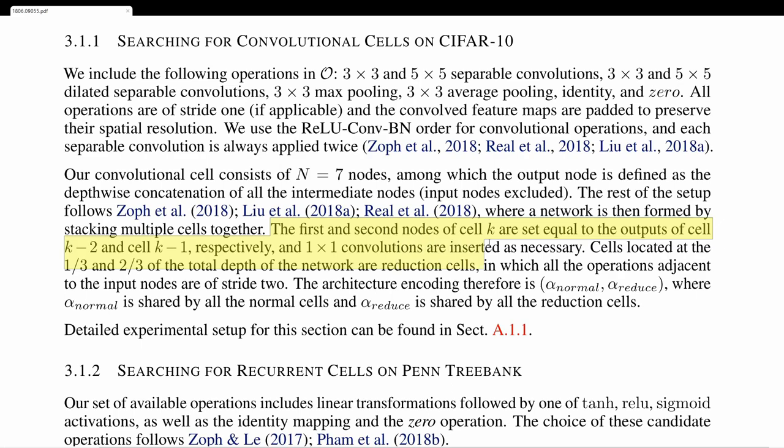Cells located at the 1/3 and 2/3 of the total depth of the network are reduction cells, in which all the operations adjacent to the input nodes are of stride 2. The architecture encoding, therefore, is alpha normal, alpha reduce, where alpha normal is shared by all the normal cells and alpha reduce is shared by all the reduction cells. Detailed experimental setup of this section can be found in section A.1.1. So that's the appendix.